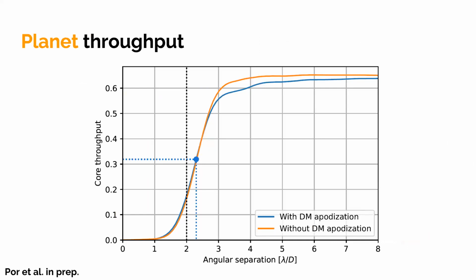To show that the throughput is not just blocking the planet altogether, which is the easy way to get contrast, this is showing the core throughput of the planet as a function of angular separation with and without the apodization on the coronagraph. So you lose basically a few percent of throughput when you put in the coronagraph versus without. And the apodization has very, very little influence on the actual coronagraphic throughput there. So this is showing the exact same as our simulations, completely conforming to everything that we expected there.